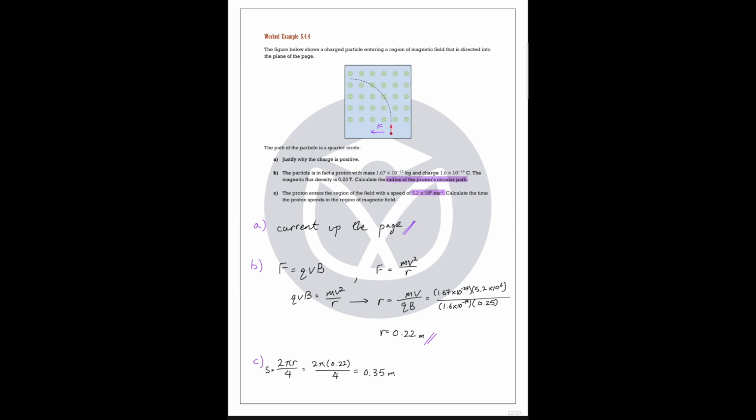We are given the speed, so we can use distance over time in order to calculate the time spent in the field. So time equals the distance over the velocity. So 0.35 over 5.2 times 10 to the 6. And we get the time spent equal to about 6.6 times 10 to the negative 8 seconds.